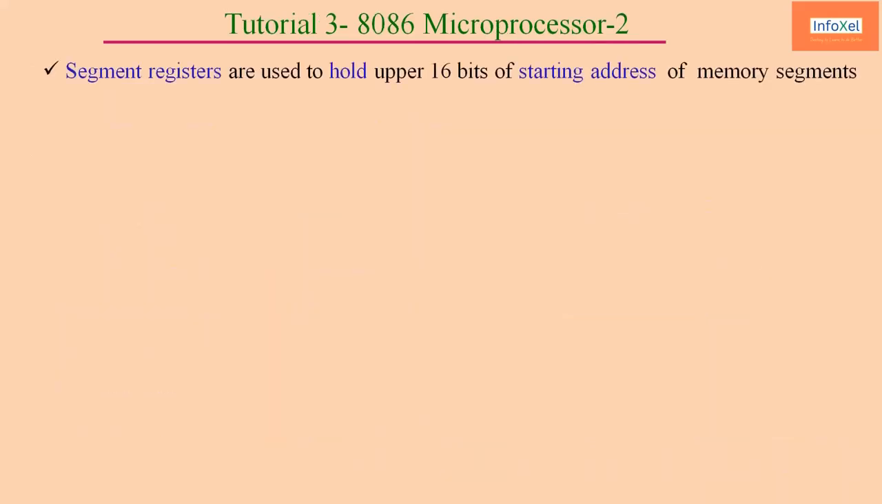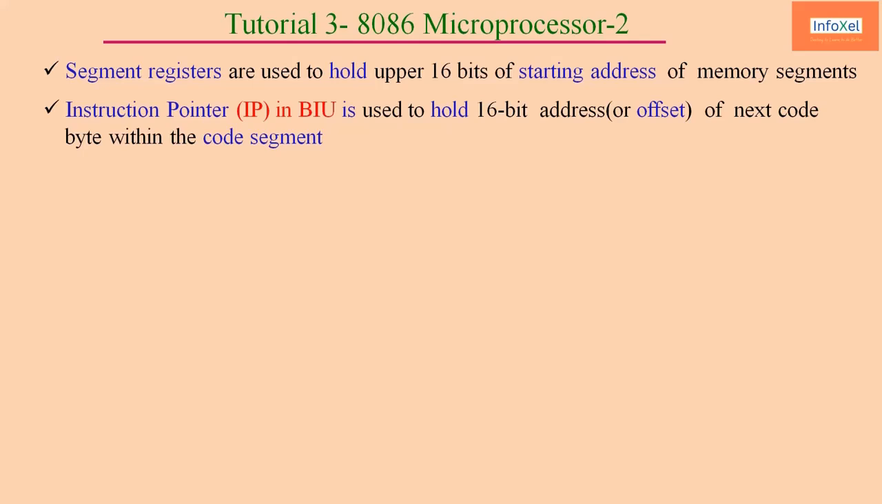Next, these 4 segment registers, the CS register, DS register, ES register, and SS register, are all used to hold the upper 16 bits of the starting address of memory segments. So here in the 8086 microcomputer, memory is divided into 4 logical segments: code segment, extra segment, stack segment and data segment. Okay, so based upon the segment registers.